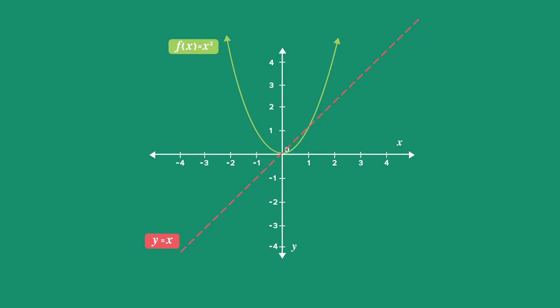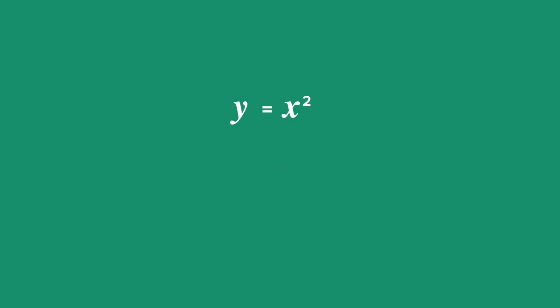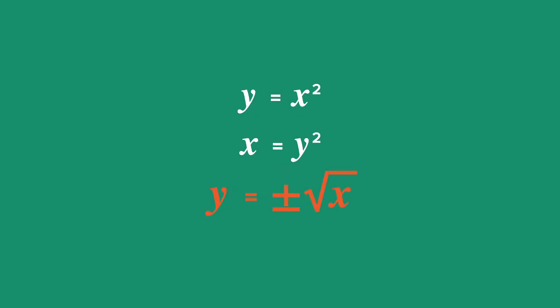The inverse graph will not pass the vertical line test as it is a one-to-many relation, and so it is not a function. We can find the equation of the inverse algebraically by swapping the x and y in the formula, so we get x equals y squared. Now, make y the subject of the formula by taking the square root on both sides. You get y equals plus or minus square root of x as the equation of the inverse of y equals x squared.